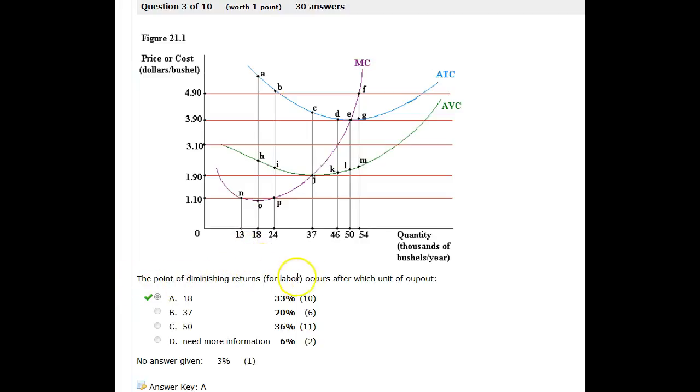Okay, this one is harder because you just kind of have to understand the big picture here. The point of diminishing returns for labor occurs after which unit of output? So I know that as long as the marginal product of labor is rising, that means marginal costs are falling. And so right there is the point at which the marginal product of labor starts to diminish. So you have to go look at the book and the production function or total product curve to see that relationship.